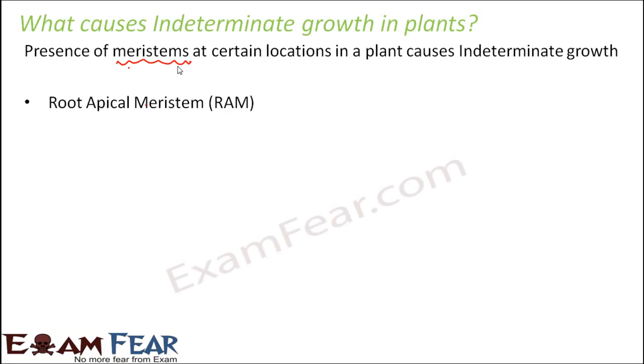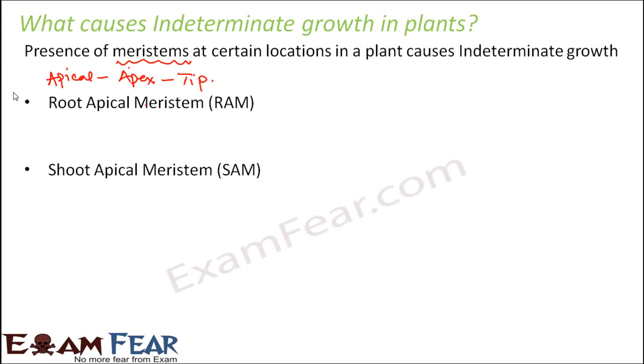That is, the meristems which are present at the tip of a plant part. They are called apical because the term apical is derived from the term apex, and apex means tip. So there are two types of apical meristem, that is root apical meristem and shoot apical meristem. The meristem present at the tip of the root is the root apical meristem, while the one present at the tip of the shoot is the shoot apical meristem.